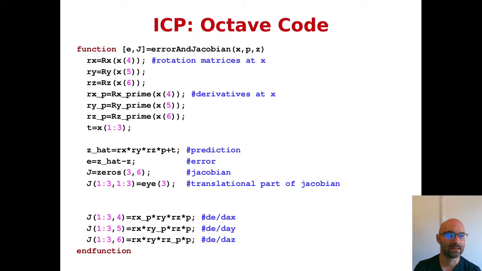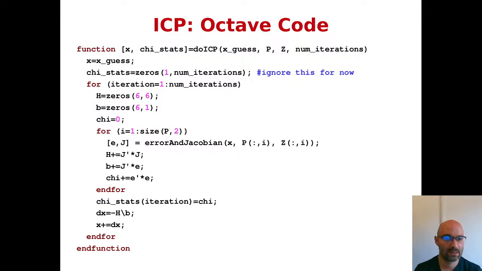Okay, this is the error and Jacobian, and then comes the least square machinery, which is the very same as always. We will call it doICP, and we will run the optimization for a certain number of iterations. This function returns a vector of just one.